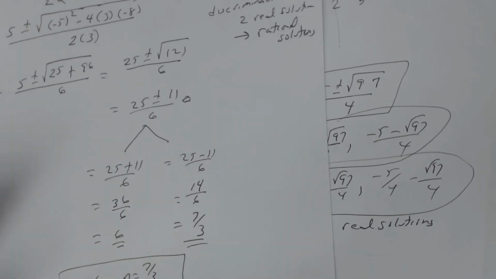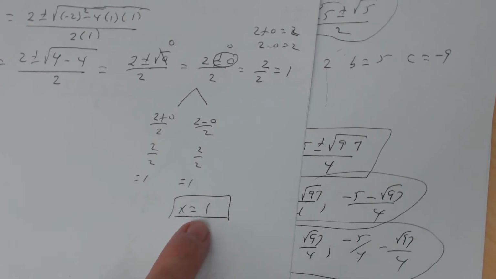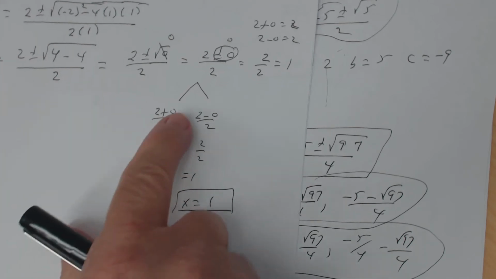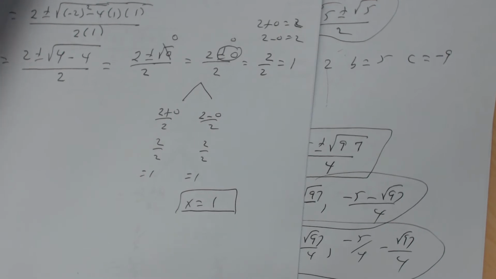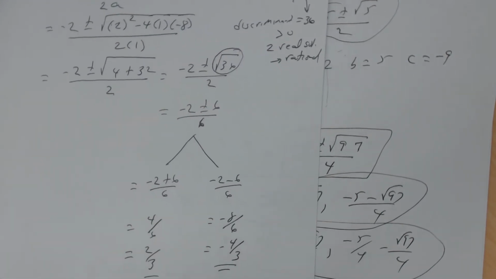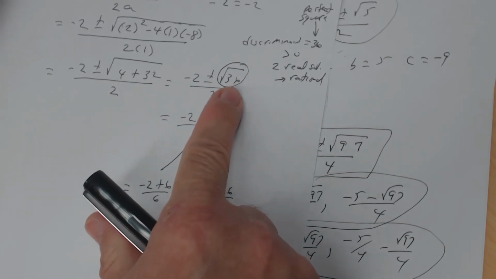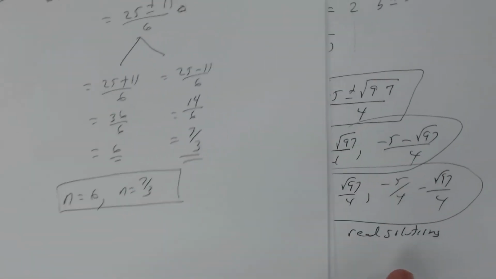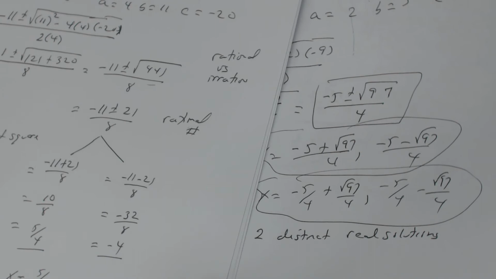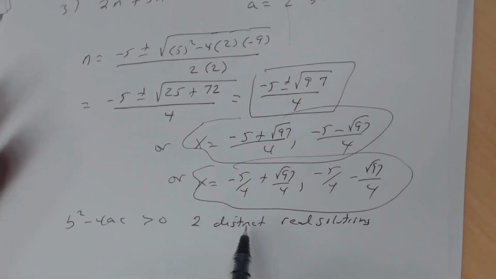If you go back to the video where we did all these, you'll notice that your rational solutions look like this. In this case, remember, your discriminant was 0, so you ended up with one solution. Over here, notice the discriminant is a perfect square, so you ended up with two rational solutions that look like this. Okay, so if the discriminant is positive, you're going to get two distinct real solutions.